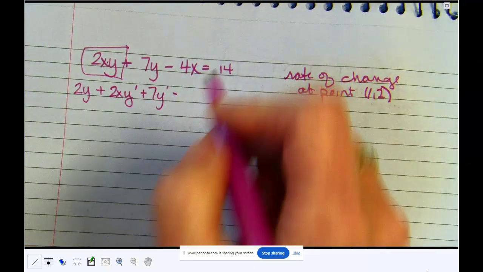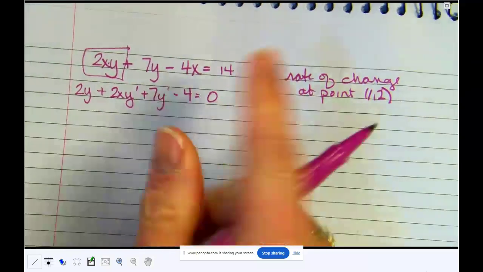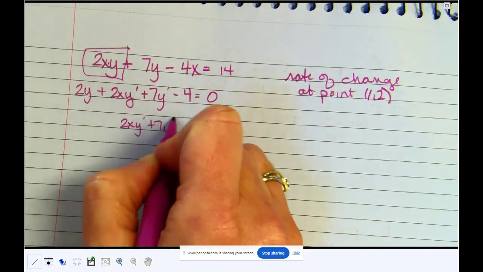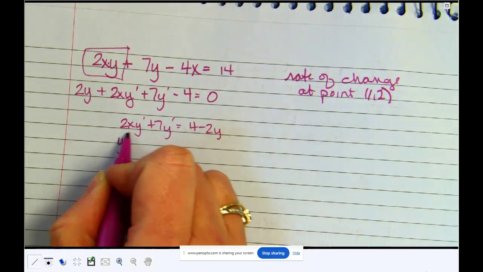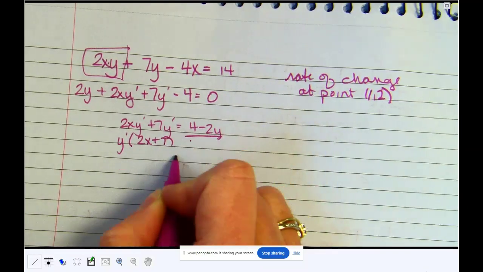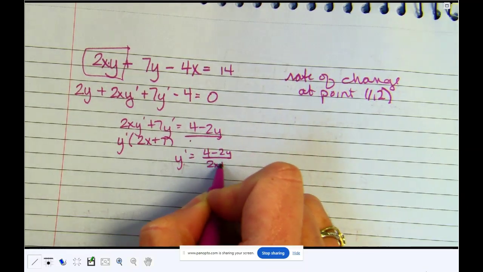What's the derivative of 4x? 4. What's the derivative of 14? 0. Okay, I would move those guys over. So I have 2xy prime plus 7y prime equals 4 minus 2y. You will have to isolate your y primes. So we're going to have y prime equals 4 minus 2y over 2x plus 7.